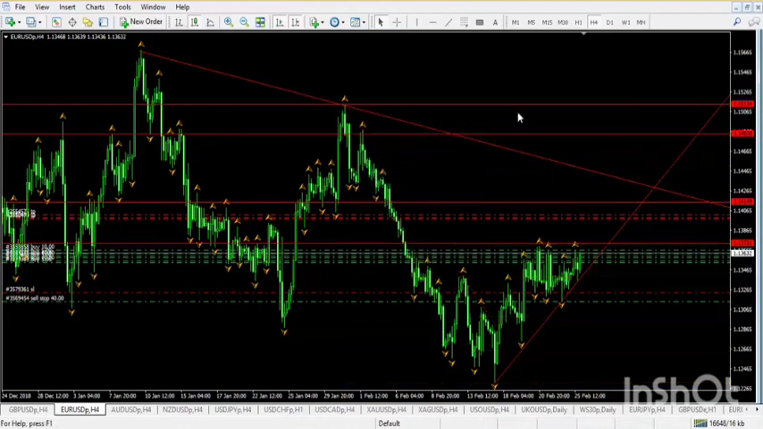Excuse me. So you mean that if we have a swing high pivot, we don't consider the swing low pivot? No, we do consider it.